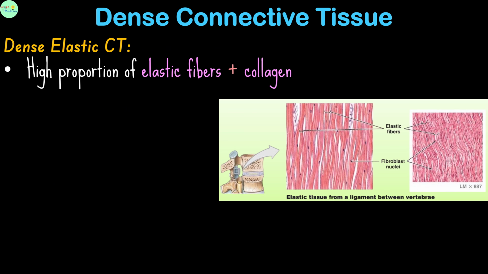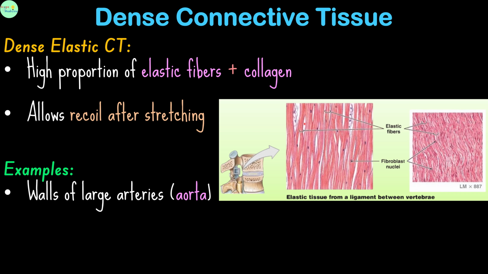Dense, elastic connective tissue contains a high proportion of elastic fibers interspersed among the collagen fibers, creating a tissue that can stretch significantly and then recoil back to its original shape after the stretching force is removed. Examples include the walls of large elastic arteries, such as the aorta and its major branches, which must expand to accommodate the surge of blood during ventricular systole and then recoil to maintain diastolic pressure and continuous forward flow.